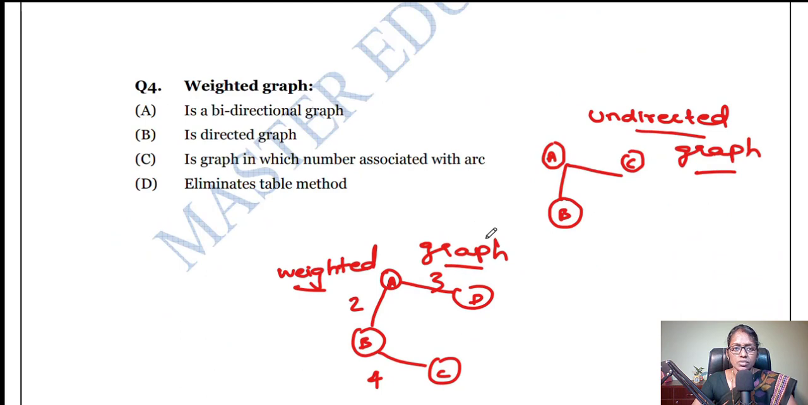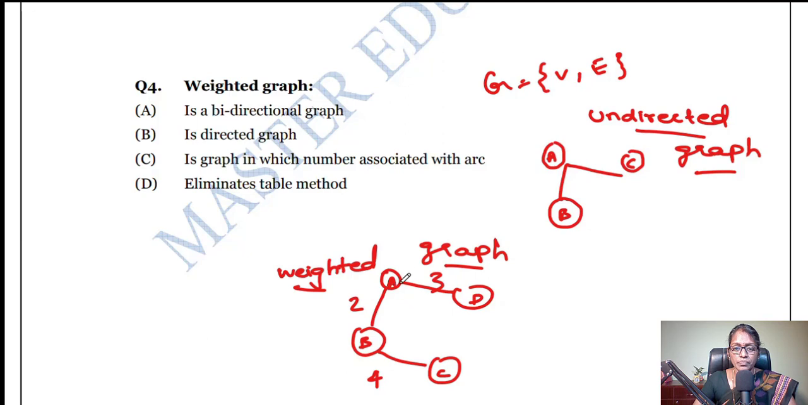And the next question is weighted graph. What is a weighted graph? First, what is a graph? A graph consists of vertices and edges. Vertices are represented with a circle node. So this is vertex A, this is vertex B, this is vertex C. Edges are E1 and E2. Weighted graph means if you assign some value to these edges, then it is called a weighted graph.